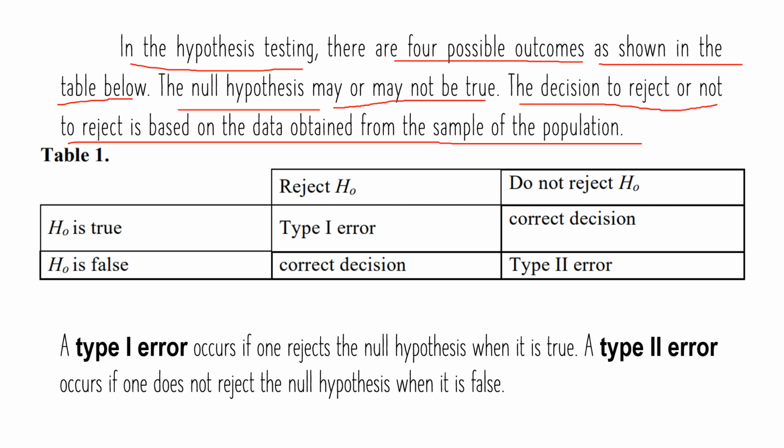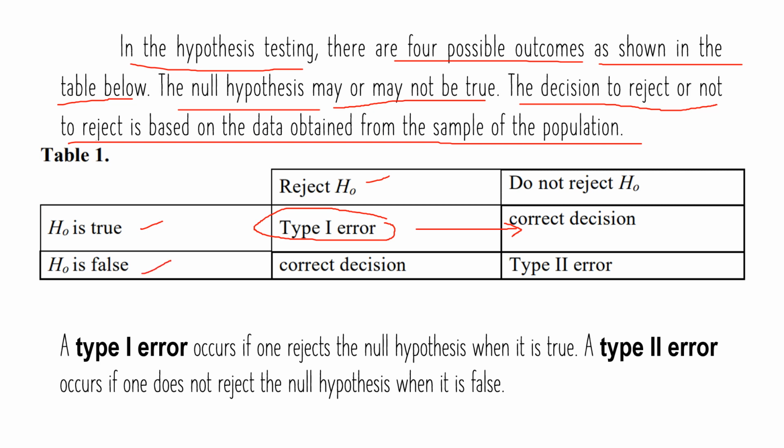Now in this table, you will see a type 1 and type 2 error and a correct decision. For us to visualize more, what is a type 1 and type 2 error? If your H0 is true, meaning your null hypothesis is true, and you reject a true null hypothesis, then that's a type 1 error. Because the correct decision for this is to accept your null hypothesis, because your null is a true statement.